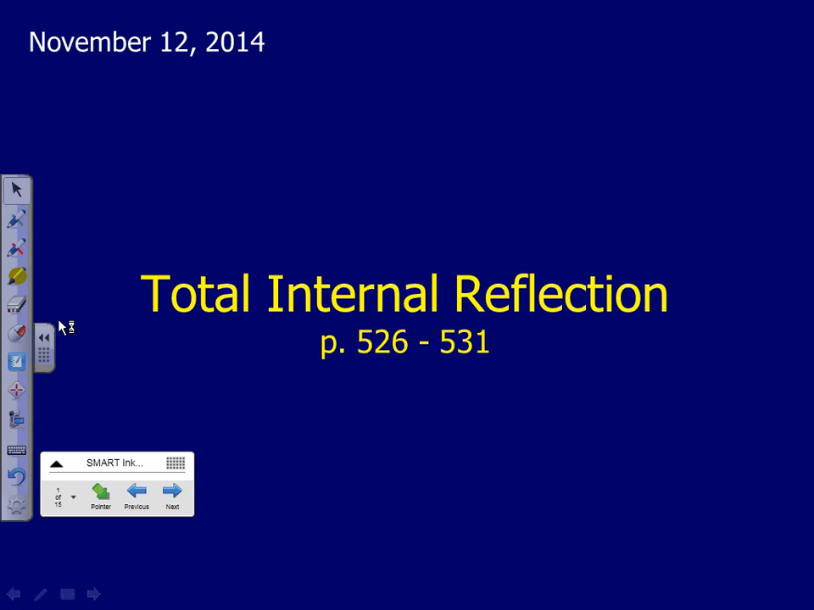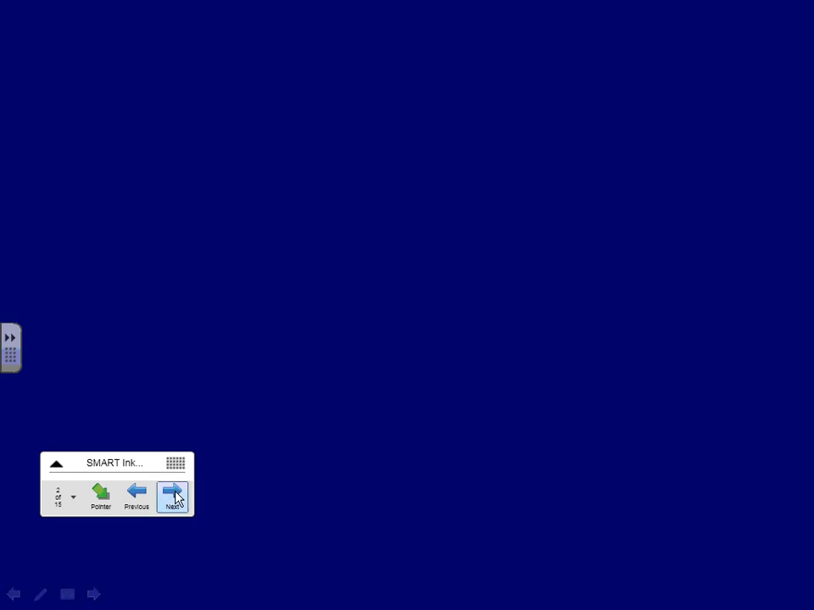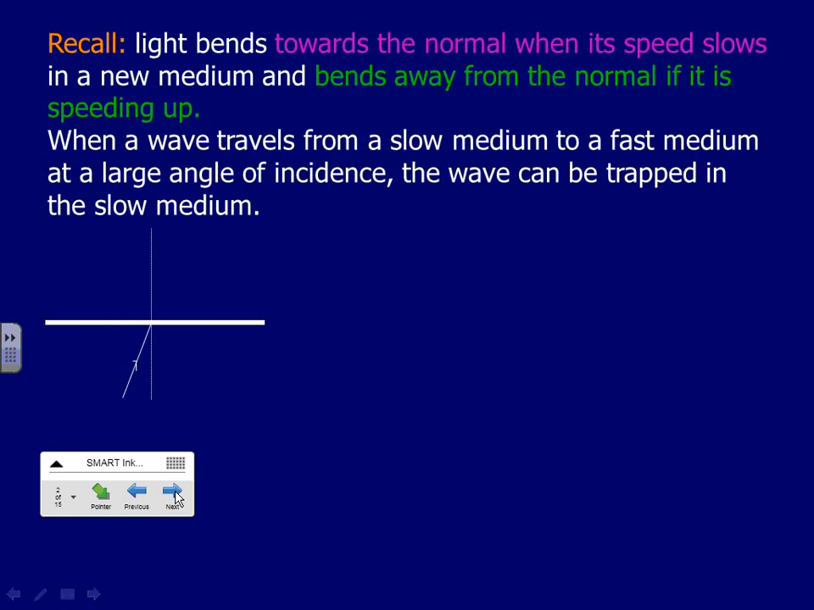Start writing it down, but you guys probably have that written down. Okay, total internal reflection. Bring this up here. Don't write the recall, all right? I'm saying recall: light bends towards the normal when the speed slows down in a new medium and bends away from the normal if it speeds up. We know that. Write starting from when.